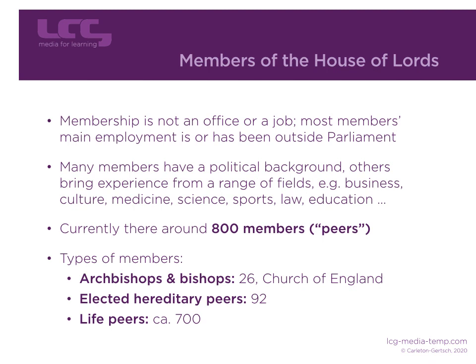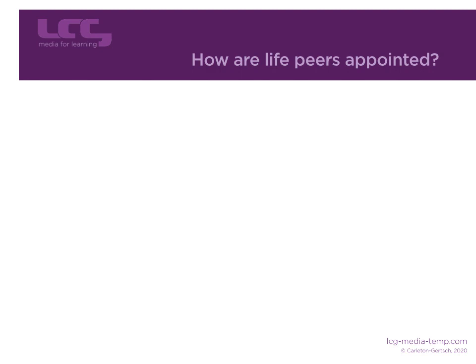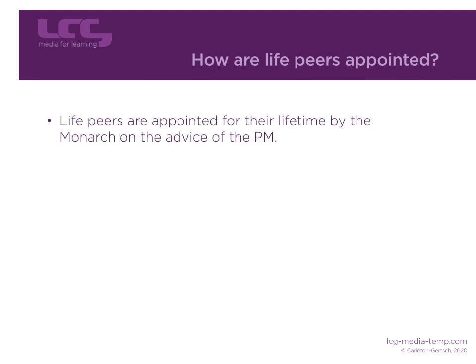How are life peers appointed? As said before, life peers are appointed for their lifetime by the monarch on the advice of the Prime Minister. They're not chosen because they come from a particular region of the United Kingdom or a particular constituency, but because they'll have skills and an area of interest that will help the country.